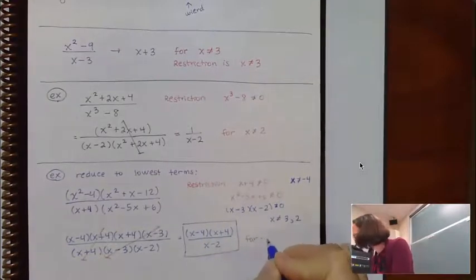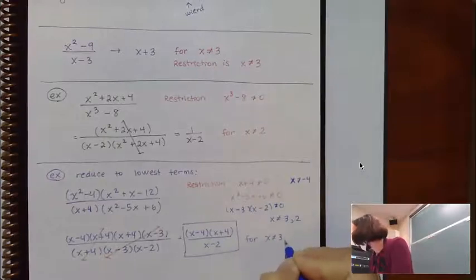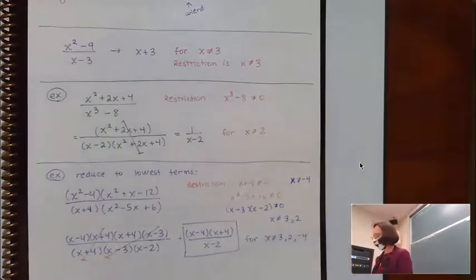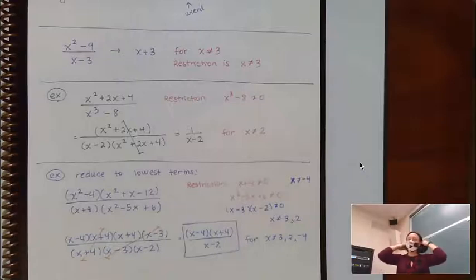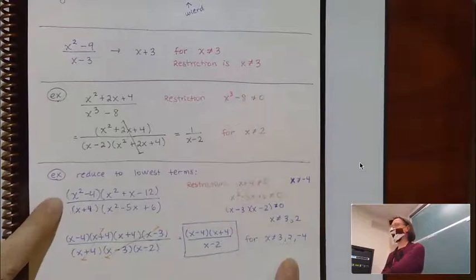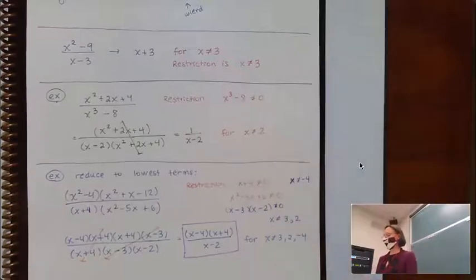And we can include for x not equal to 3, 2, or negative 4. Notice that the restriction on the variable comes from our unsimplified form. So it is important to check for those restrictions before you start canceling stuff out.